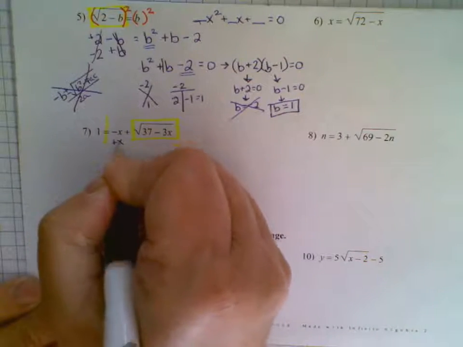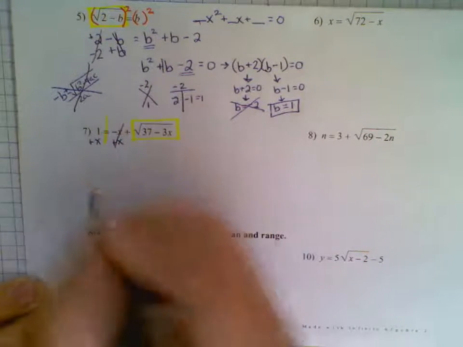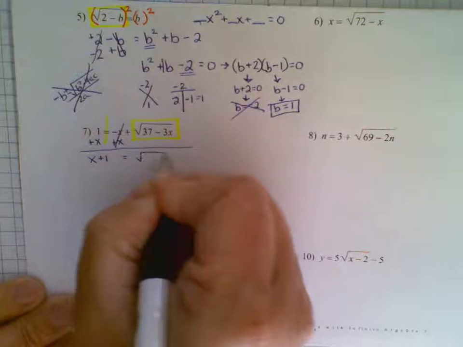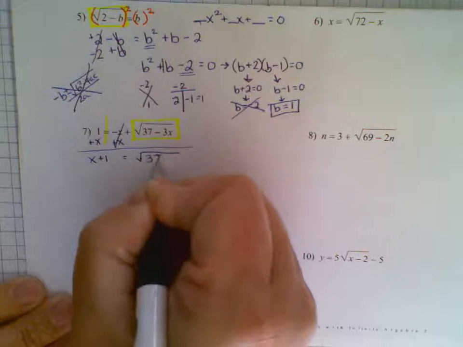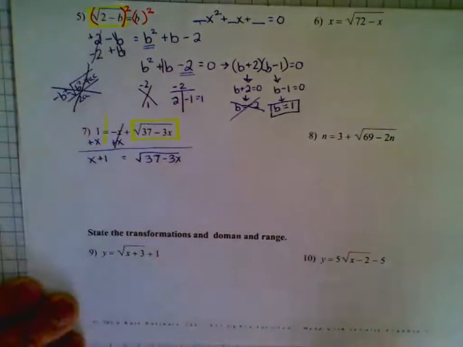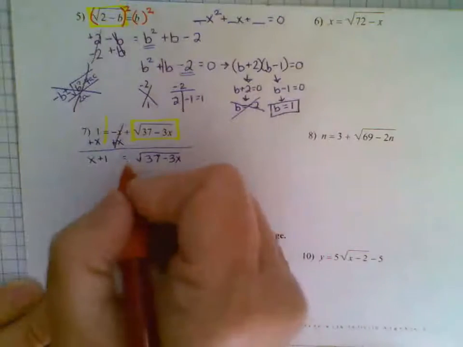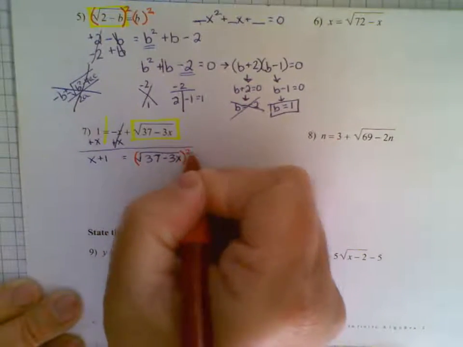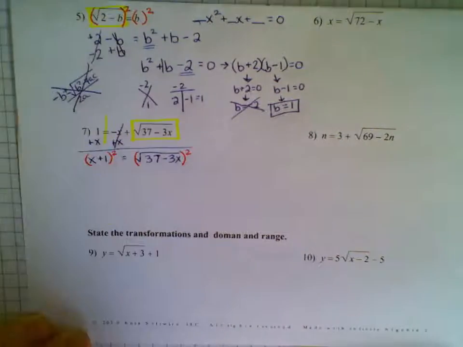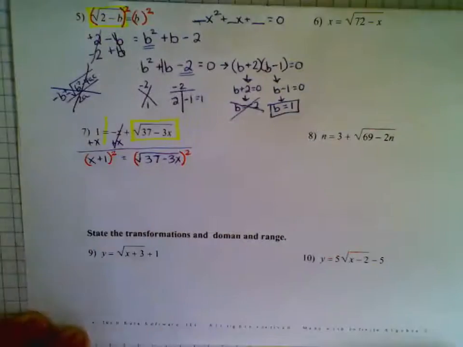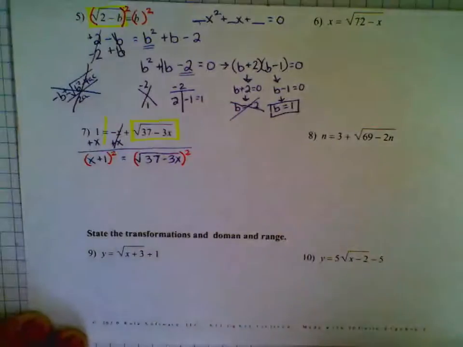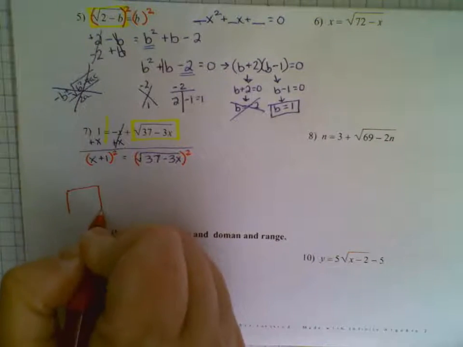I'm going to add an x to both sides. That's going to give me x plus 1 equals square root of 37 minus 3x. Now this radical is isolated. But when I raise this to the second power, because I have a square root, I have to do that over here too. But notice, this is a binomial being raised to the second power. That means I'm actually going to need to do an area model there. So just keep that in mind for a minute.